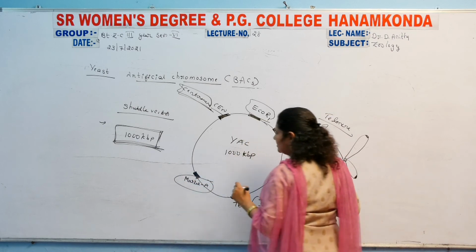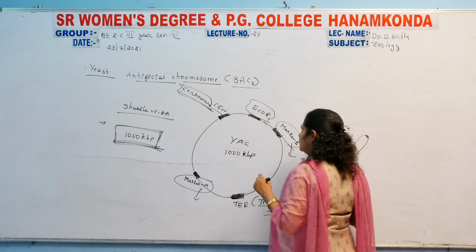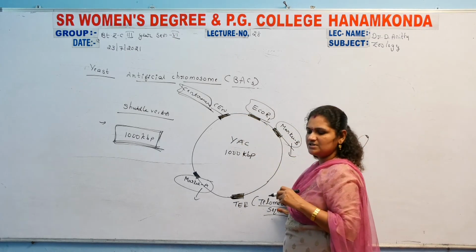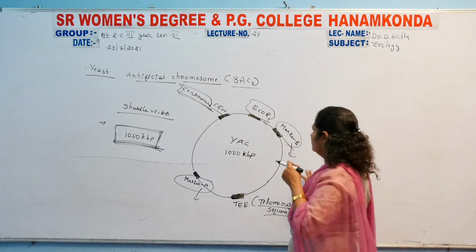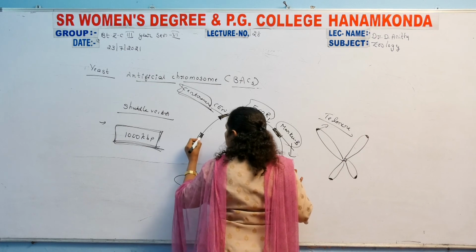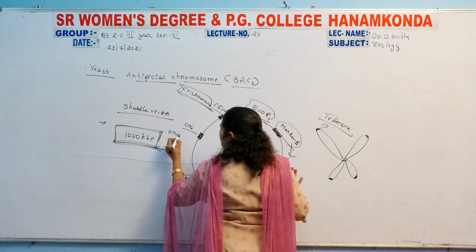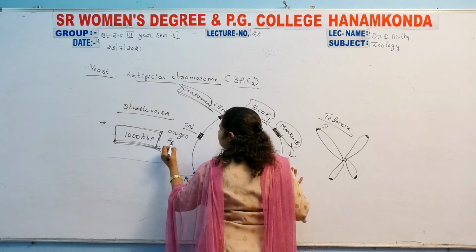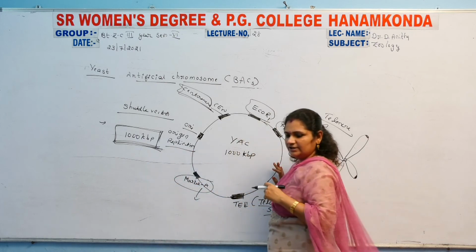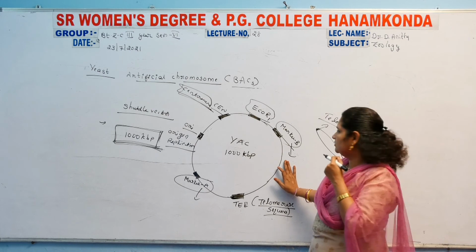So mainly two markers are there: one is marker A and the other is marker B. These two types of sequences are presented inside the yeast artificial chromosome. It also possesses the ORI, that is the origin of replication site. See this ORI region, it is the origin of replication, and it is also present in the yeast artificial chromosome.